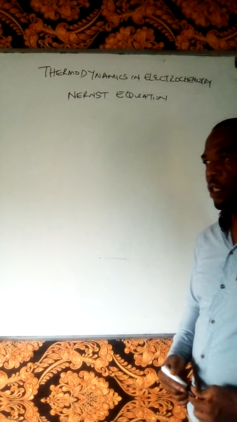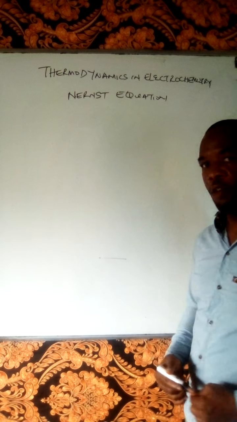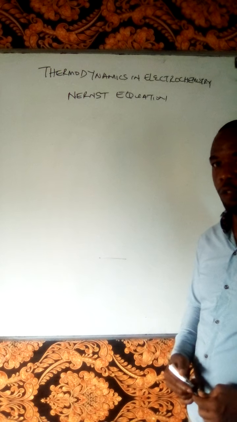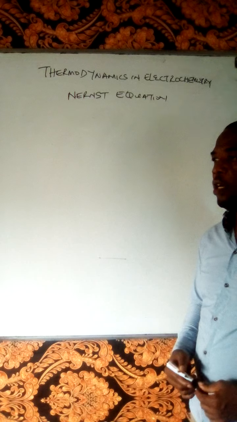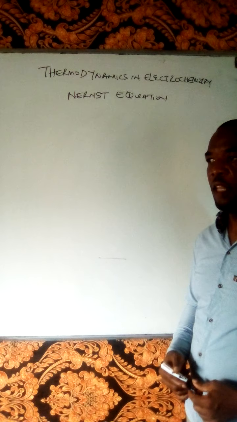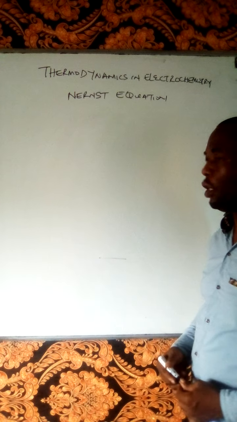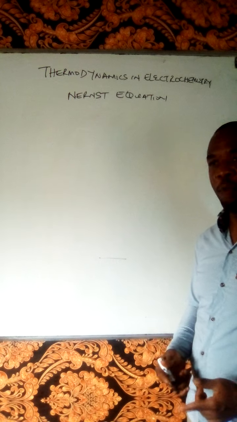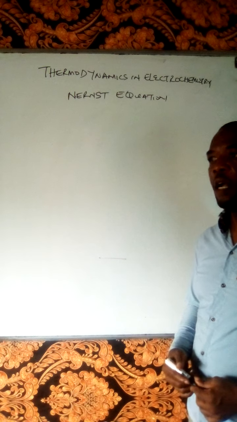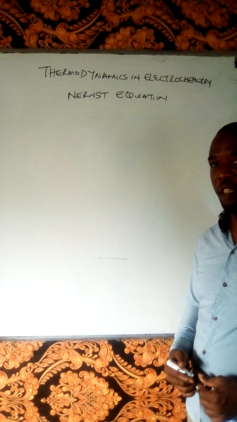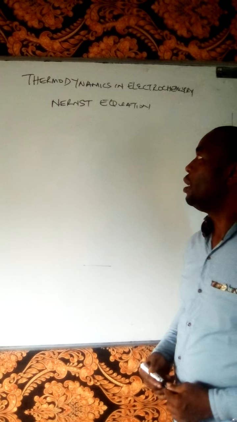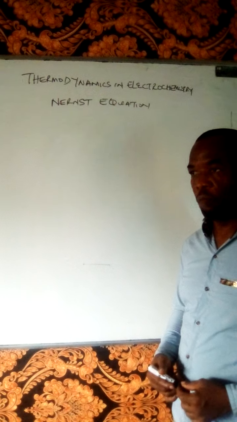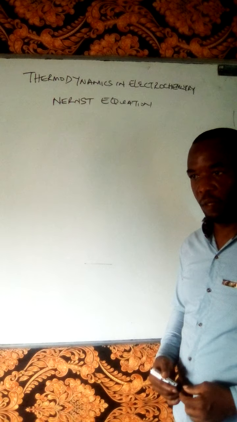Today we're going to treat thermodynamics in electrochemistry, and we're focusing on the Nernst equation. Nernst is a German chemist or physicist who worked on the relationship between the electric potential of a cell and the activity coefficient of particles in the cell. He derived his equation based on the third law of thermodynamics.